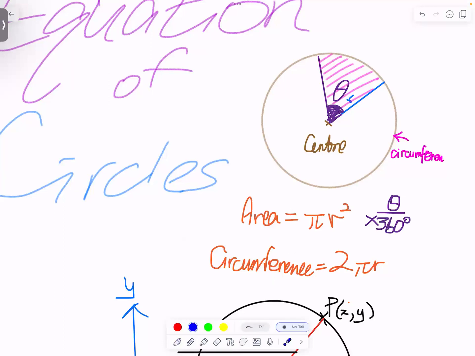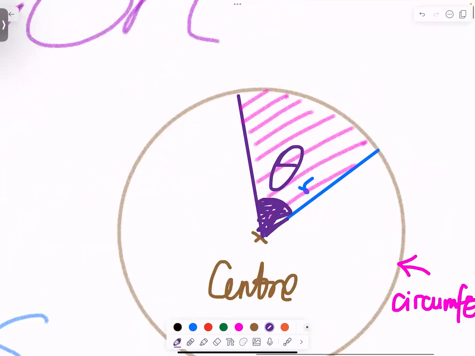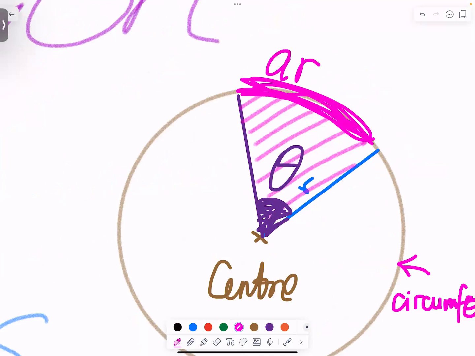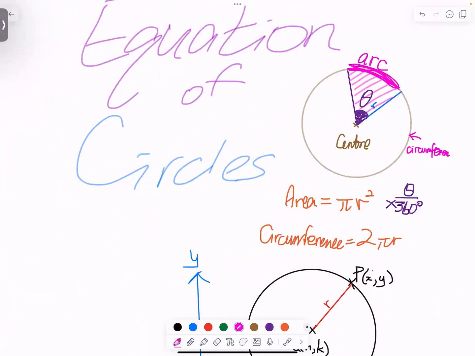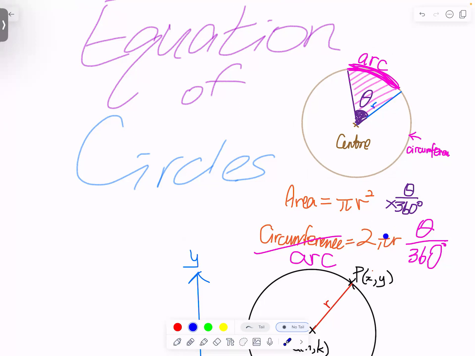Same for the circumference. Well, do we have a circumference for the sector? This time, what you will have is this outer line, which is called an arc, A-R-C. Arc is also part of the circumference, so it's part of the whole. If it's the whole circle's outer line, we call it circumference. But if it's part of it, we call it an arc. And that will be, again, the circumference times theta over 360, because it's just part of it.